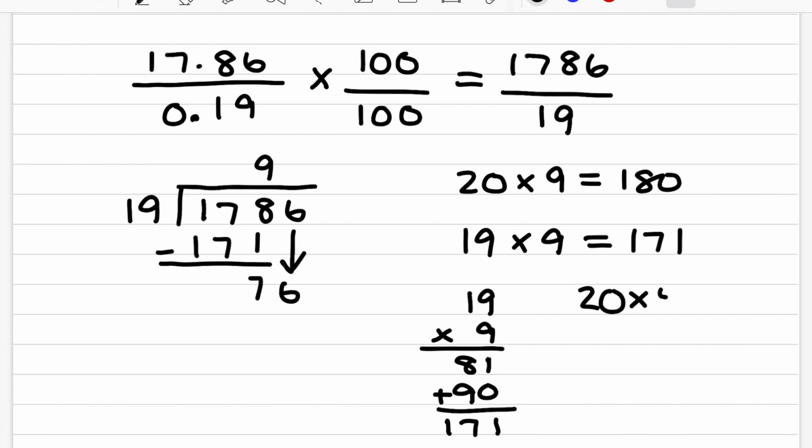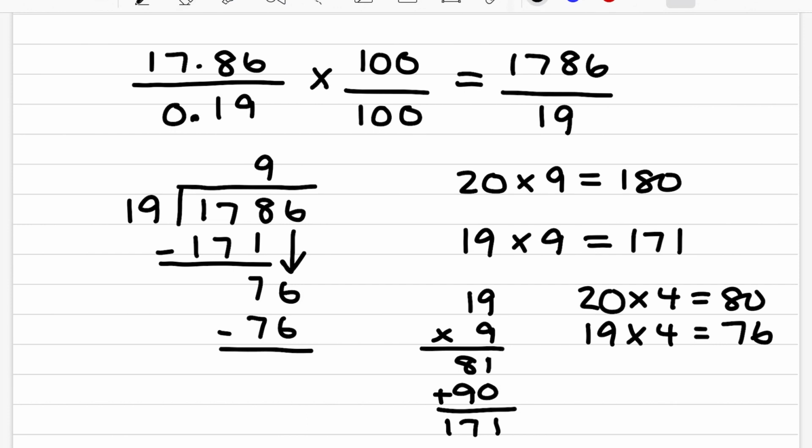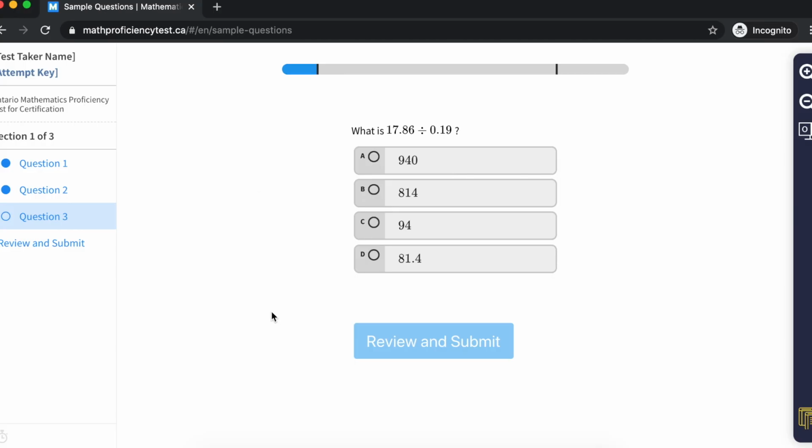20 times 4 is 80, which means 19 times 4 is going to be 76. Again, because it's just one less group of 4, so we subtract 4 from 80 to get 76. That's very convenient here, because then we get 0. And again, that was a 4. So that makes our final answer 94. And that is one of the answers. And so we know that that's correct.